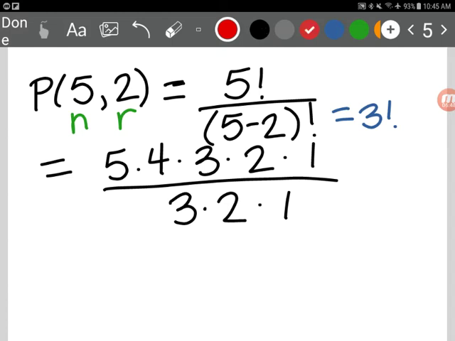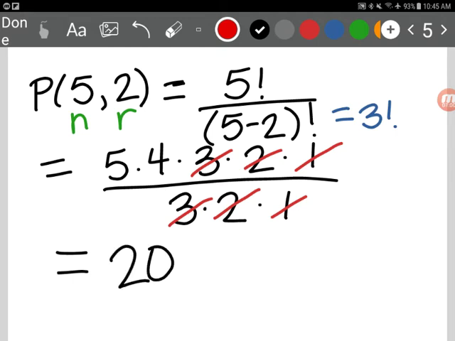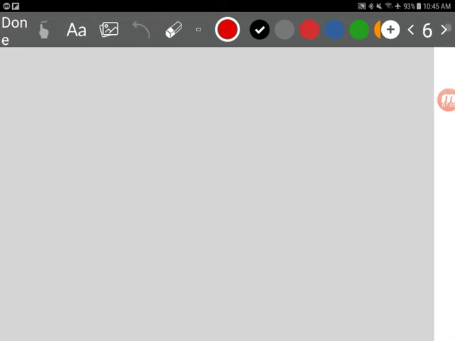You want to cancel out again. So do not multiply all that out. Cancel out and then multiply. So my answer for my permutation for 5 taken 2 at a time is 20. And that is how you would do that problem. Let's look at a combination problem.